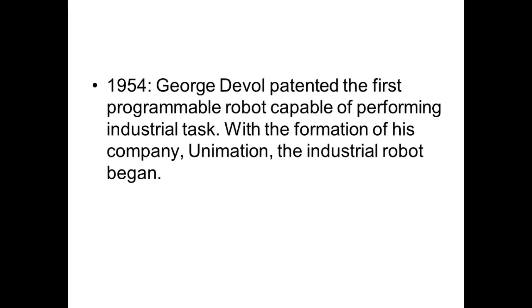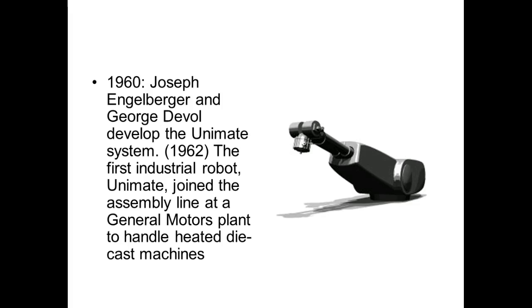1954, patented the first programmable robot capable of performing an industrial task. This guy right here, 1960, this was the first assembly robot. Put it into a plant. I'm talking machine tending right now. I don't know what machine tending is, right? Machine tending. We have machines that constantly need parts.